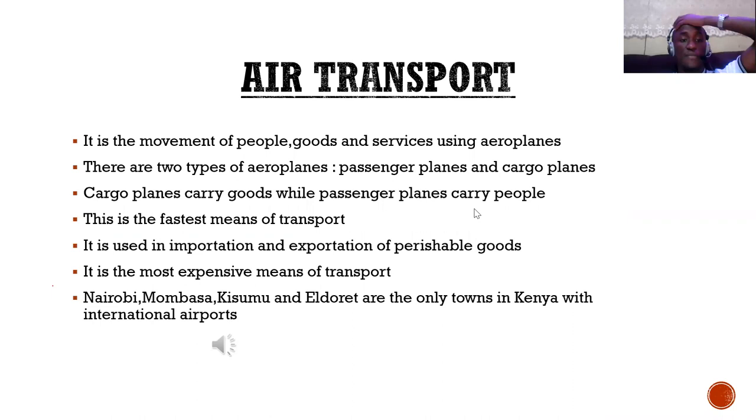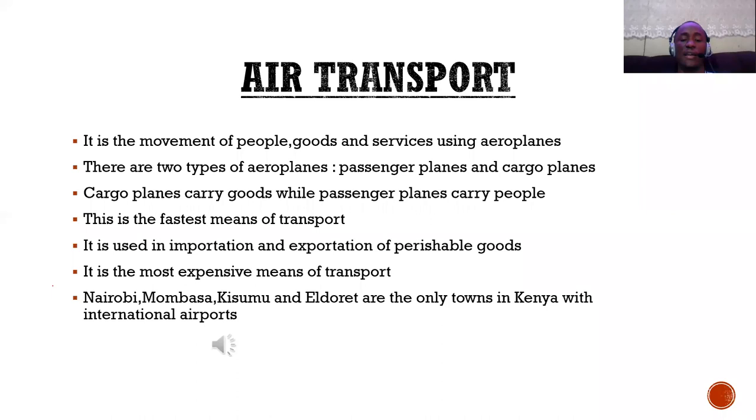Class 5, there is a question you are asked. From class 5 to class 6, you've been asked about the best means of transporting perishable goods, the best means of exporting perishable goods. And the answer is air transport. Air transport is the best means of transporting perishable goods. These questions do confuse. I just completed railway transport, and I told you railway transport is the best means of transporting bulk goods on land.